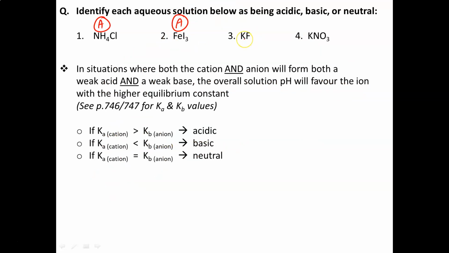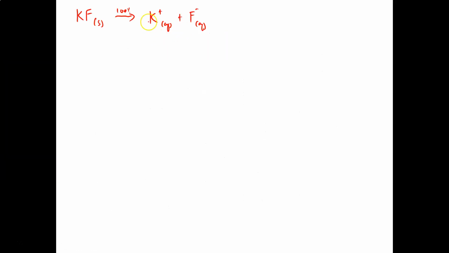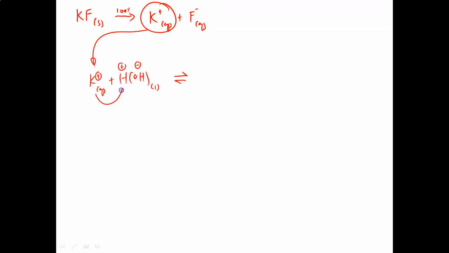Let's take a look at potassium fluoride. Again, looking at the KSB chart, I don't see potassium fluoride on the list, therefore it's a soluble salt, 100% breaks up, releasing potassium ions and fluorine anions. Let's take a look at the potassium part and see what that will do when it reacts with water. The cations will displace each other, releasing H+ ions and potassium hydroxide.